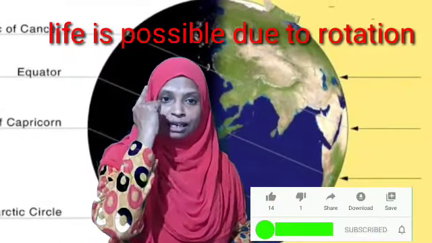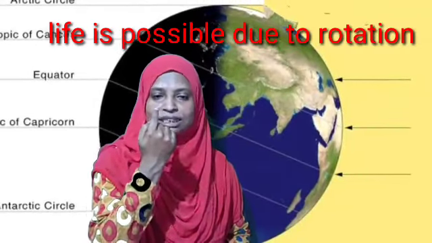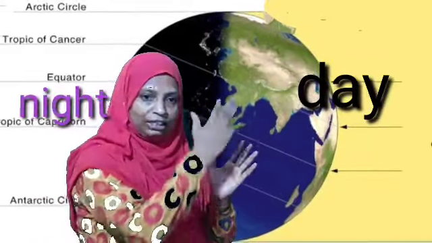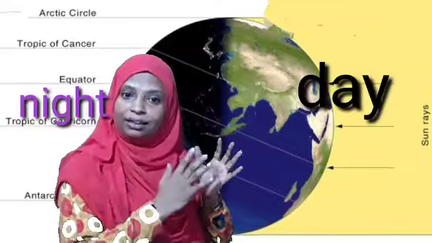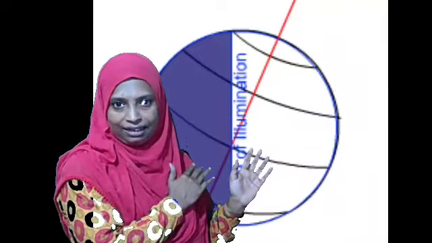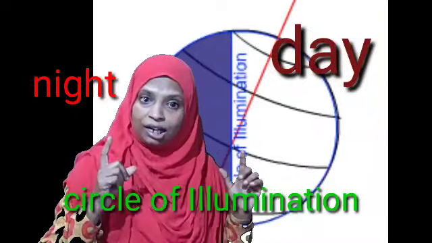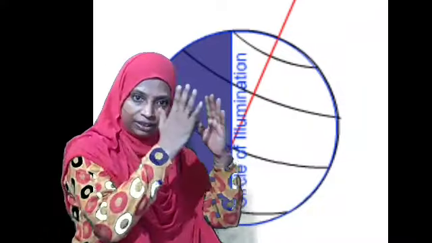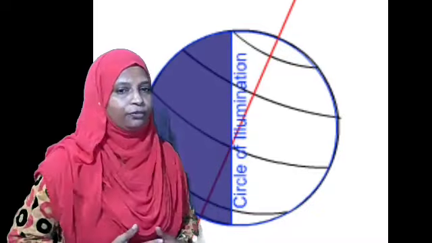So, rotation makes life possible on earth as it gives every area of the earth a chance to receive sunlight at different times. The portion of the earth facing the sun will have daytime, and the other side will have darkness or night. The circle that divides the globe into day and night is called the circle of illumination. The circle of illumination does not coincide with the axis, because the axis is in a tilted position but the circle of illumination is in a vertical position.